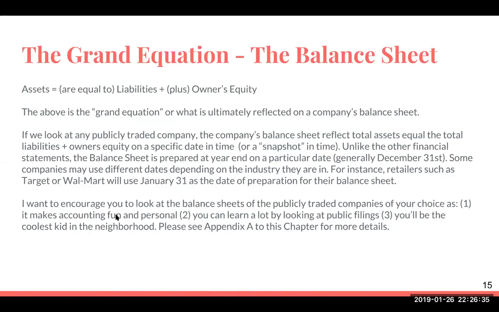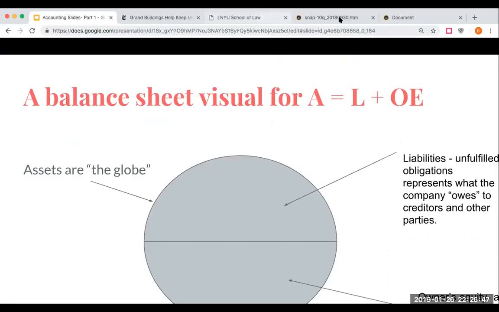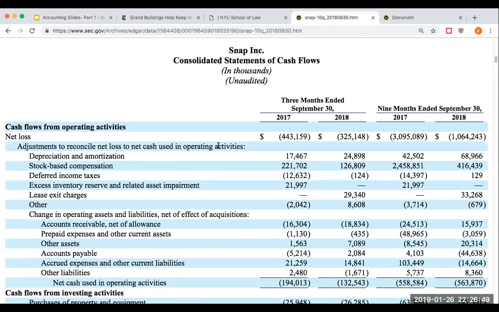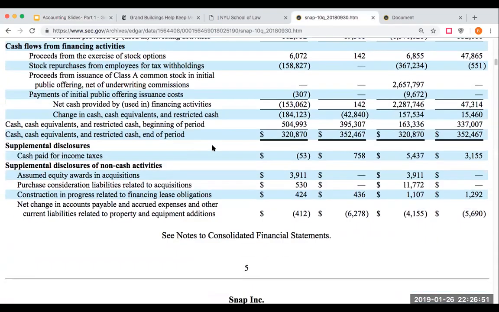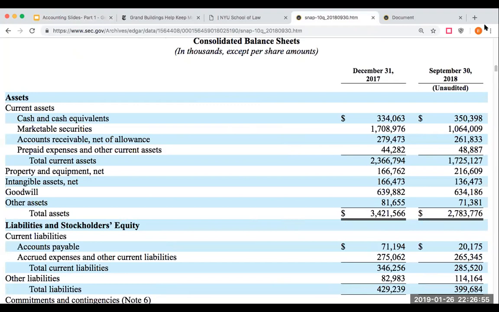One of the things I like to do as an instructor, on the first day of class, is have my students tell me, I want to look at Amazon, or I want to look at a different company. Let's go through here, and we can pull up, go over to Snap. Okay, so this here is Snapchat, and let's take a look at their balance sheet.